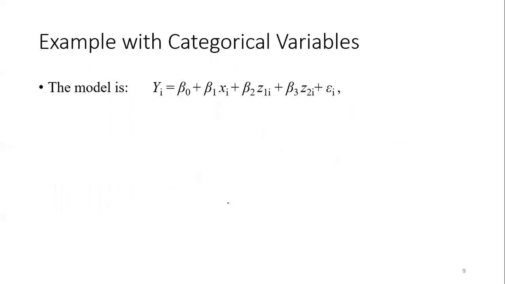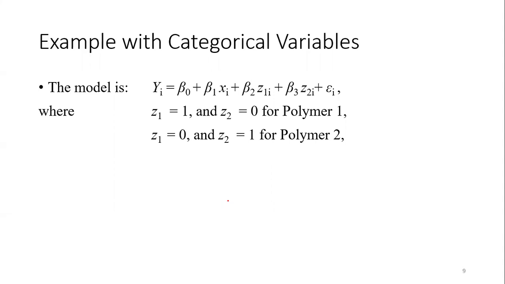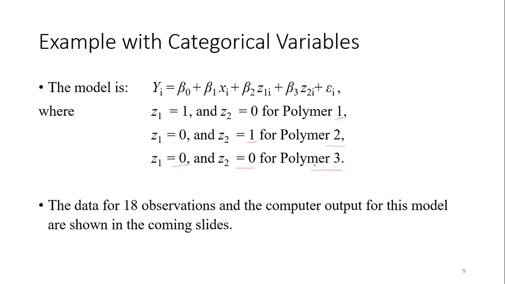Right? Well, the model is this, where if z1 is 1 and z2 is 0, it means that you are just using polymer 1. If that's 0 and the second one is 1, it means you are using polymer 2. If both of them are 0, then you are just using polymer 3.